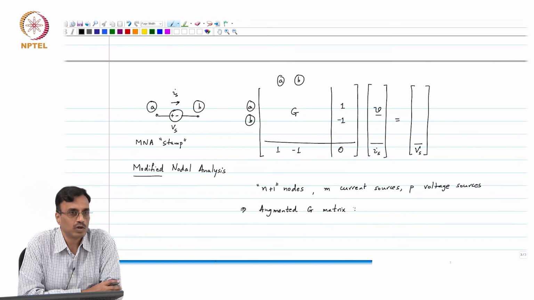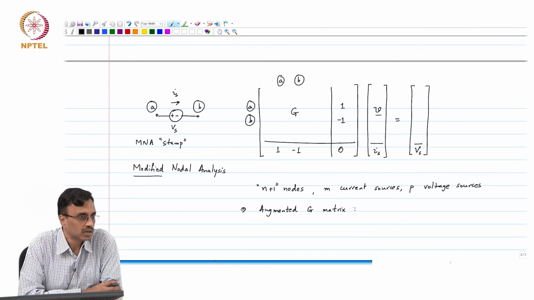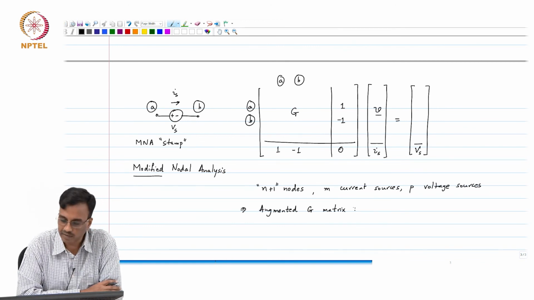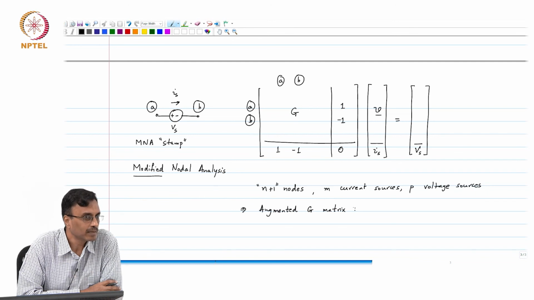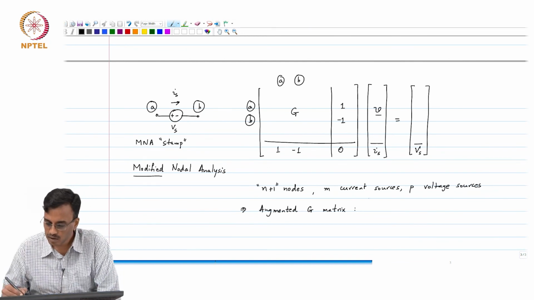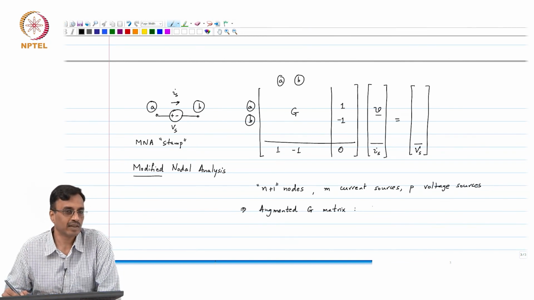Well, you have n plus 1 nodes in the network, one node is ground, you have n other nodes whose voltages you need to find. So, you will have n unknowns as far as the node voltages are concerned. You have p voltage sources. So, the currents through the p voltage sources are all unknowns. So, the total number of unknowns is n plus p. So, the augmented G matrix is what size? n plus p cross n plus p.